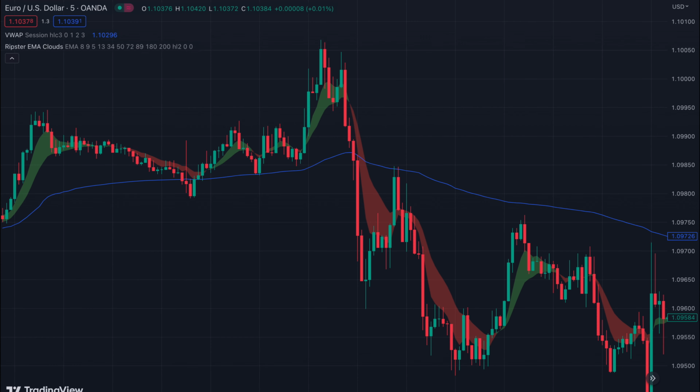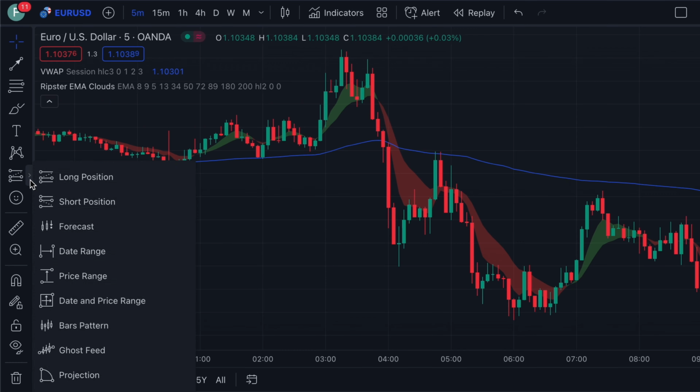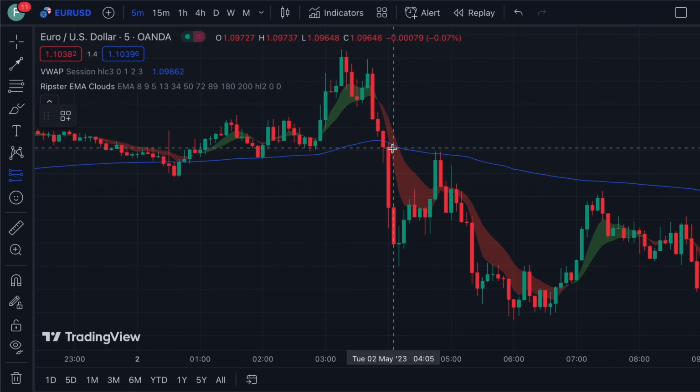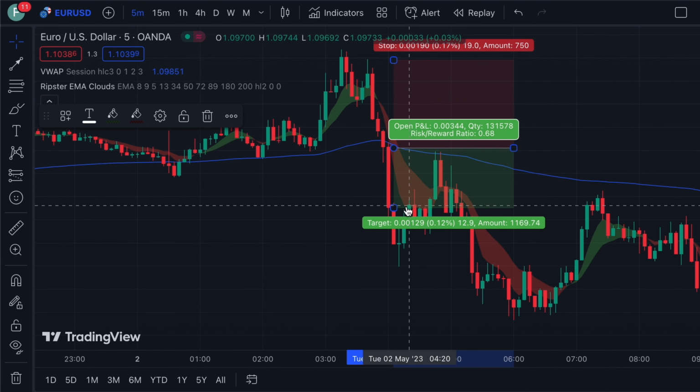For sell entry the rules are opposite. The price must be closed below VWAP and the Ripster EMA cloud must give a red signal. Once all these rules are fulfilled, you can take a sell position with a stop loss above the recent high and a take profit of 1:2 ratio.